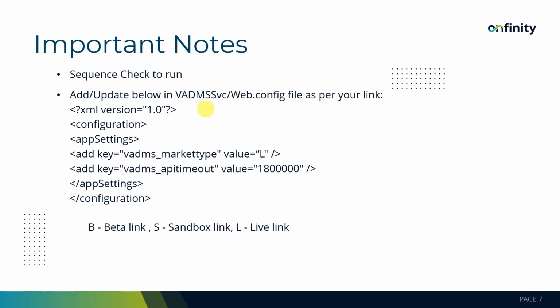This is the configuration that should be as it is. For the live market, there should be an L always, or for the sandbox market, there will be an S. So, whenever we are giving the instance to the customer, there will always be an L on that, which is for a live market or production market.